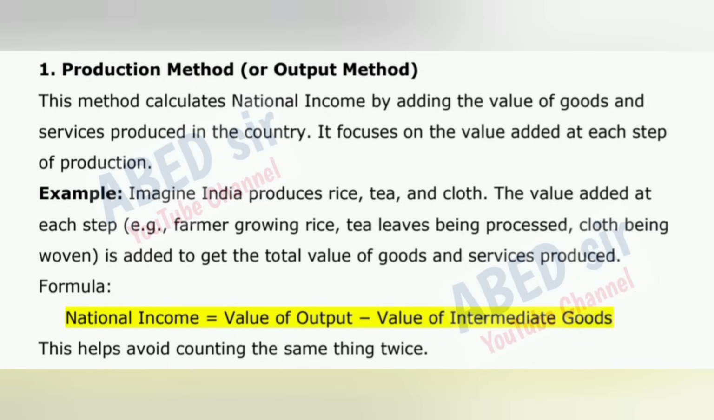Example, imagine India produces rice, tea, and cloth. The value added at each step, example, farmer growing rice, tea leaves being processed, cloth being woven, is added to get the total value of goods and services produced. Formula. National income is equal to value of output minus value of intermediate goods. This helps avoid counting the same thing twice.